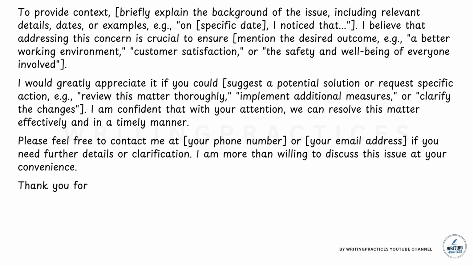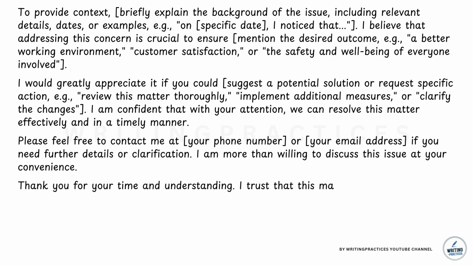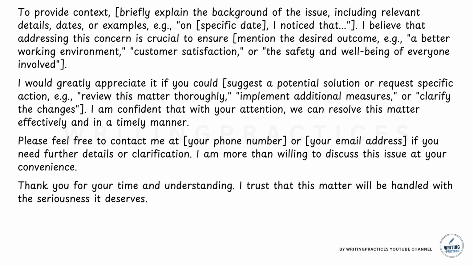Closing paragraph. Wrap up your letter by thanking the recipient and expressing confidence in their attention to the matter. For example, thank you for your time and understanding. I trust that this matter will be handled with the seriousness it deserves. A courteous closing leaves a positive impression and reinforces your expectation of a resolution.